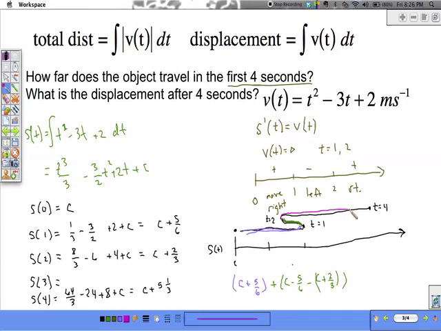And now I have the third leg of my journey. That third distance is going to be the difference of where I am at time equals 2 and where I am at time equals 4. Time equals 4 is c plus 5 1/3 minus, to find the difference, c plus 2/3. And what we find here is that all the c's end up canceling, and we get 5 2/3 meters.